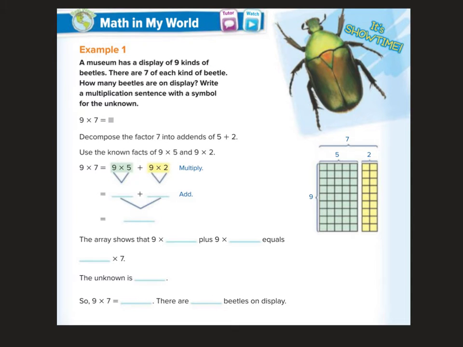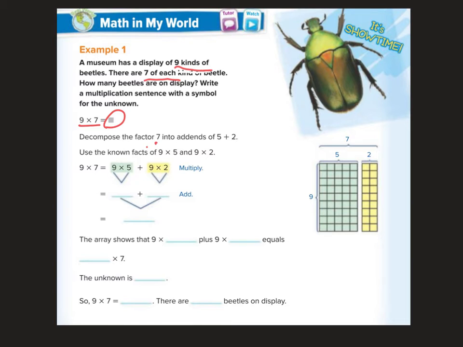All right, so example 1 says, a museum has a display of 9 kinds of beetles. There are 7 of each kind of beetle. How many beetles are on display? Write a multiplication sentence with a symbol for the unknown. So we're trying to figure out 9 times 7 equals what? Okay, there's our symbol for the unknown. It's just a box. So if we need to decompose the factor of 7 into 2 addends of 5 plus 2. Okay.